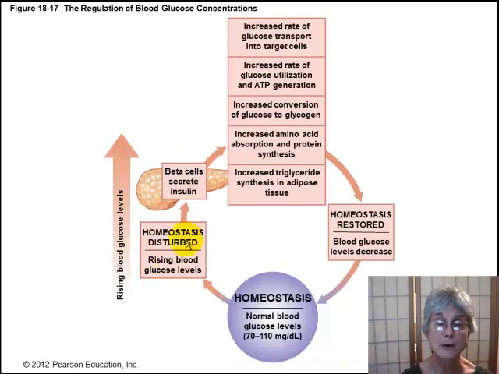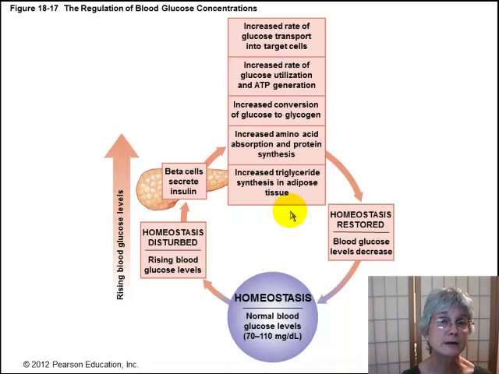When glucose levels rise, remember that's after a meal, the beta cells secrete insulin. It affects the ability of the cells to take in glucose. That allows them to use glucose. In the liver and skeletal muscles, it stimulates the conversion of glucose to glycogen. Remember, glycogen is the storage form of glucose. It also does increase amino acid absorption, and that then makes more amino acids available for protein synthesis. And in the adipose tissue, it stimulates an increase in production of fat.